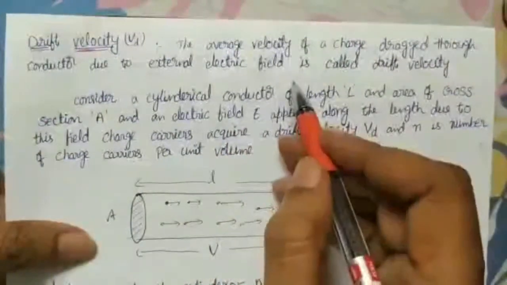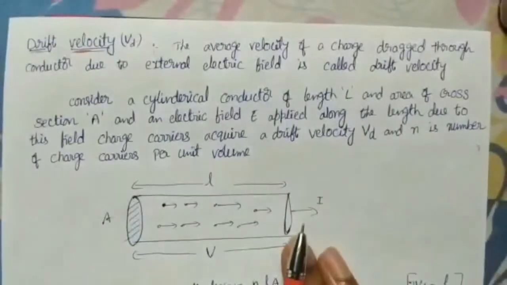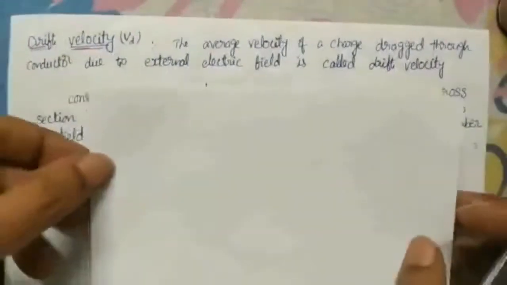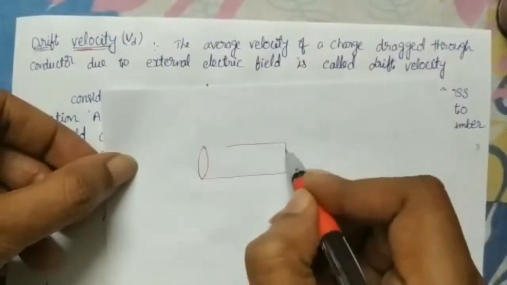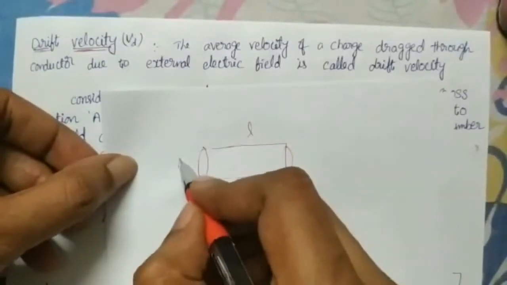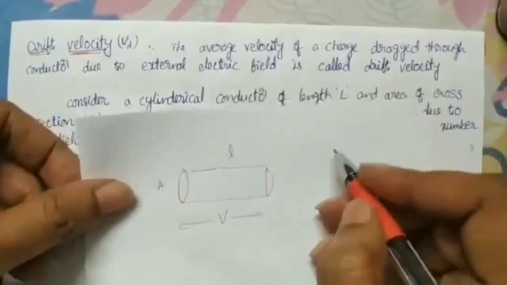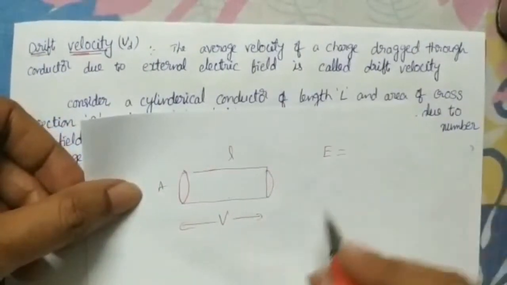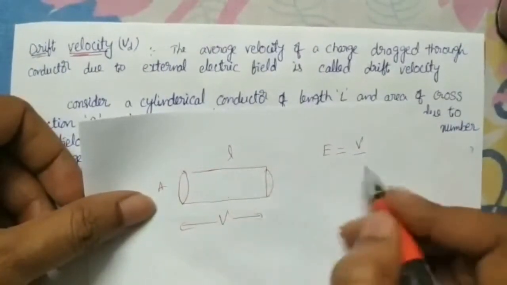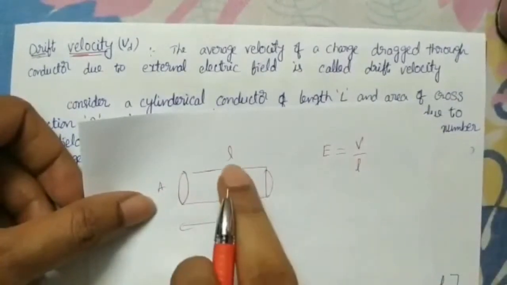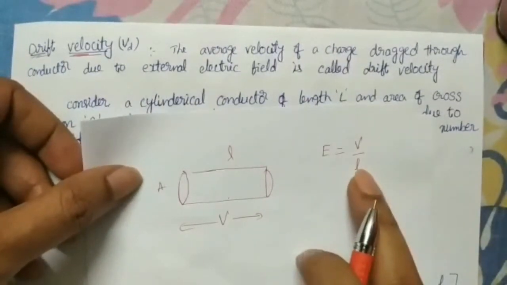The average velocity of charges dragged through the conductor, that is what we call drift velocity. Suppose for example you take a conductor having a certain length L and area of cross section A. We apply some potential across that. Due to the potential we get a field intensity. We have one relation from the electric potential concept: potential difference by length of the conductor gives field intensity, or you can say potential difference per unit length.